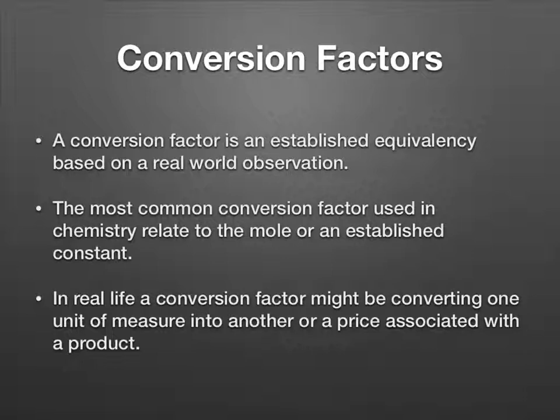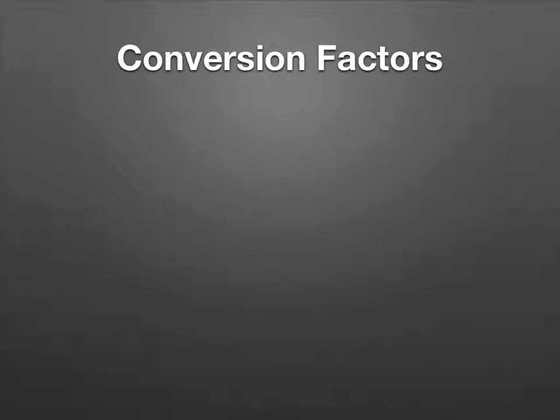Now, to perform dimensional analysis, you need to use a conversion factor. A conversion factor is an established equivalency. It's something we know that is equivalent to the unit we are working with currently, and it allows us to convert from the unit we're working with into the unit we want. The most common conversion factor used in chemistry relates to the mole, which is an established constant of count. In real life, a conversion factor might be converting one unit of measure into another, or a price with a product into a value. As an example, a conversion factor you might use on a regular basis might be price per pound. So let's take a look at that.